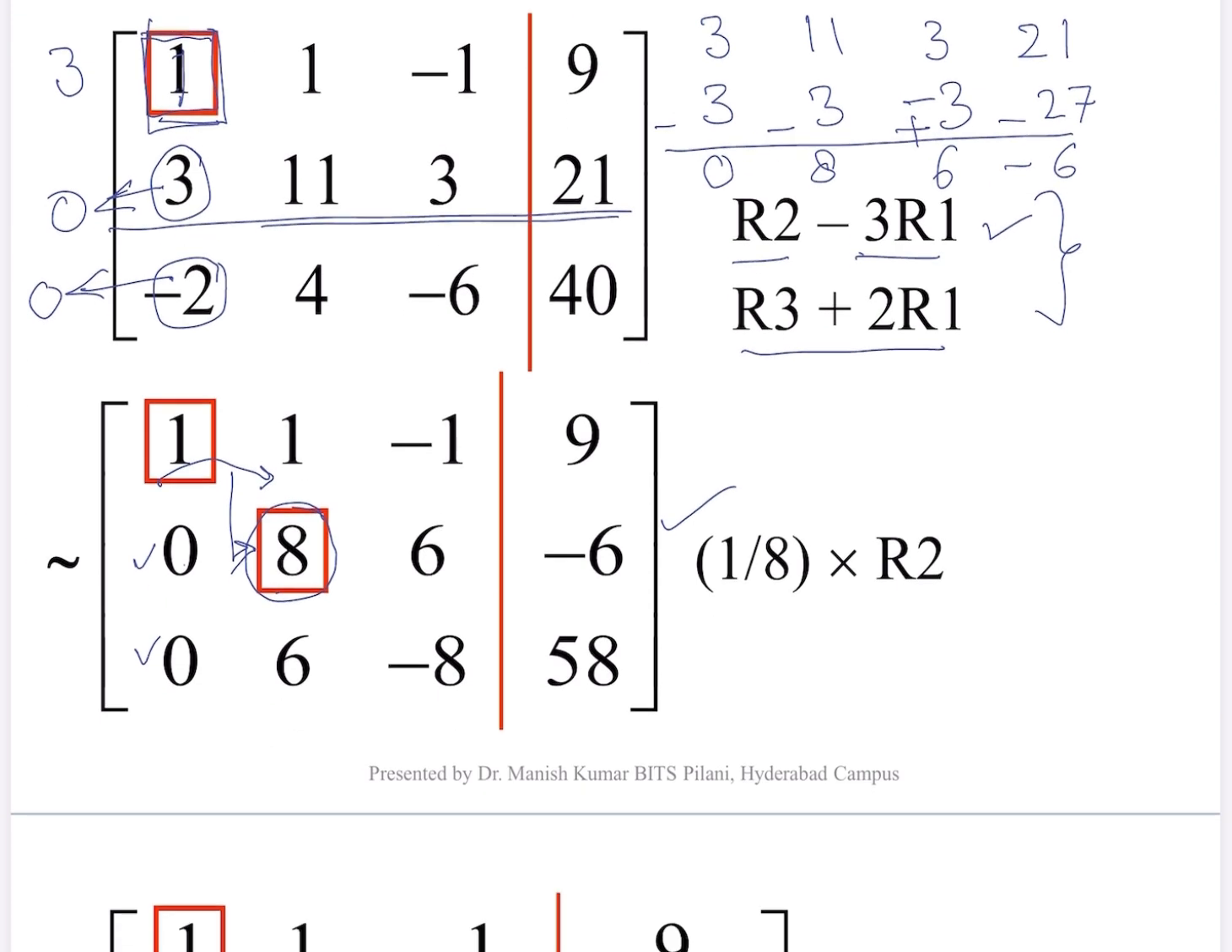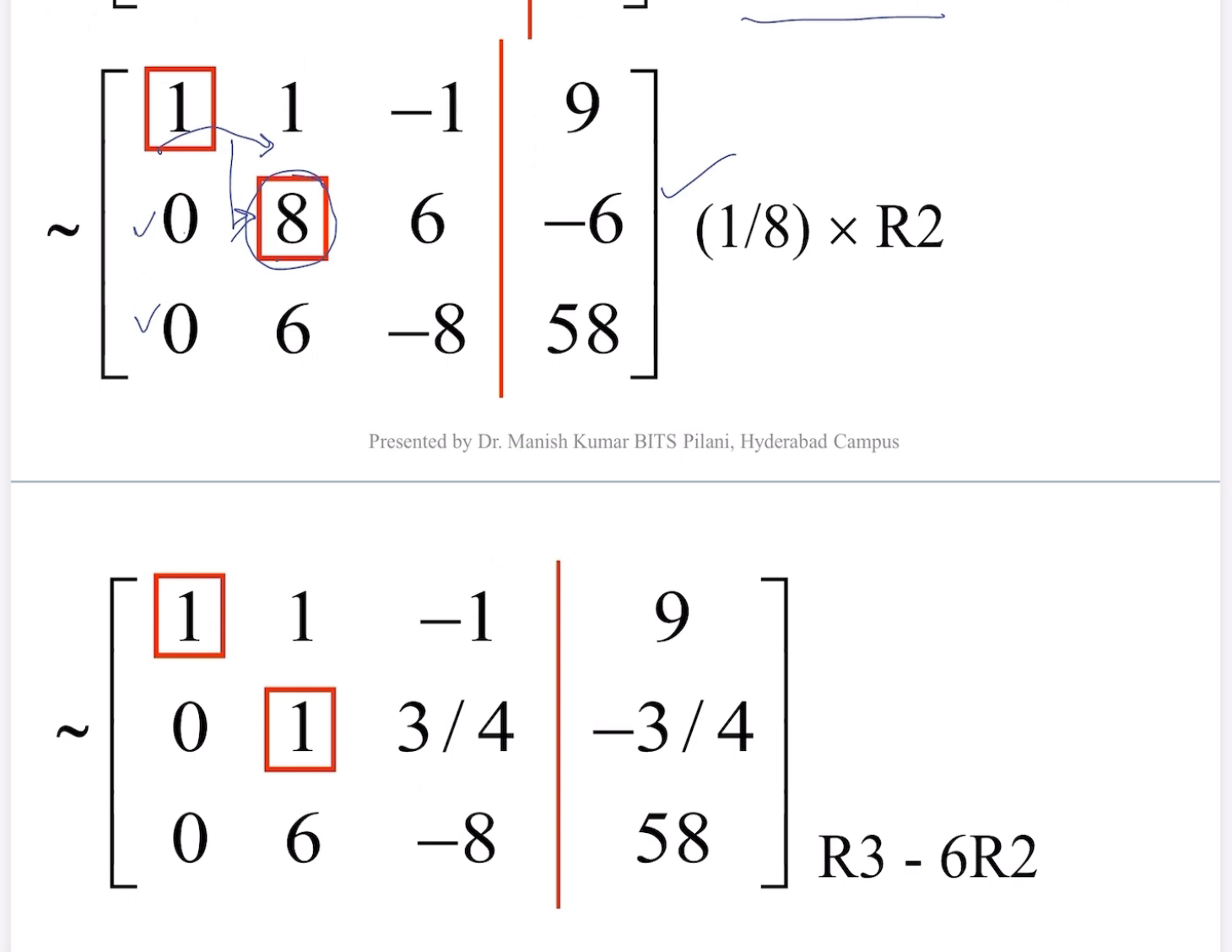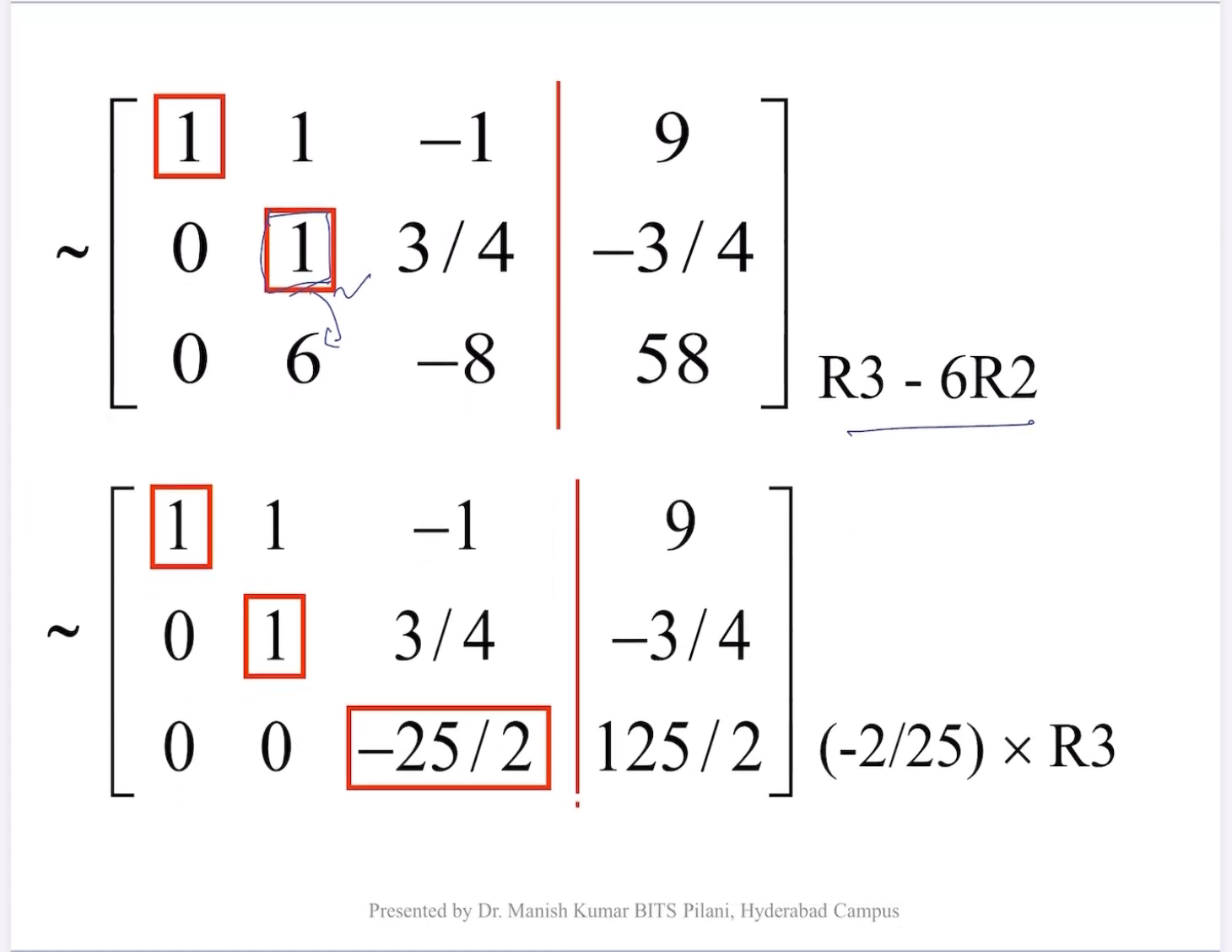Okay, so now we will divide 1 by 8, we will multiply 1 by 8 to R2, so that it becomes 1, and then the leading coefficient is 1, and we will make it 0. So 6 times R2 we are going to subtract from R3, which will become 0 here. So now this second column is over.